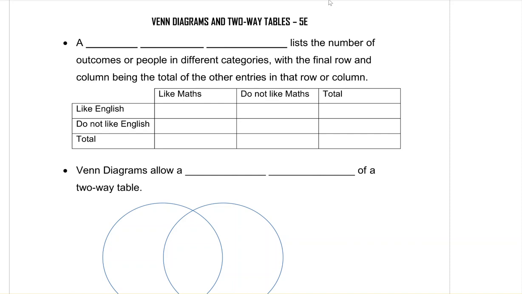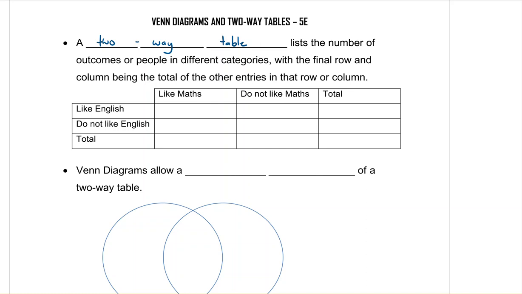So it says here, a two-way table, that's our first blank. A two-way table lists the number of outcomes or people in different categories, with the final row and column being the total of all the other entries in that row or column. That was very wordy. But what it means, you can see a table right there.